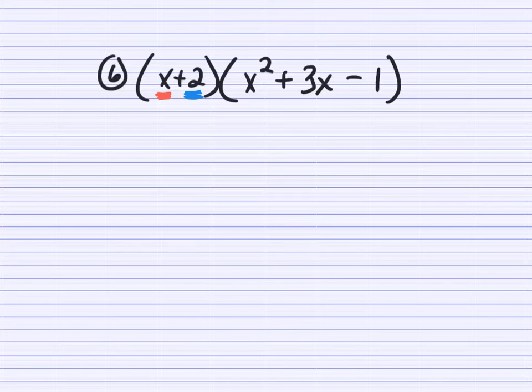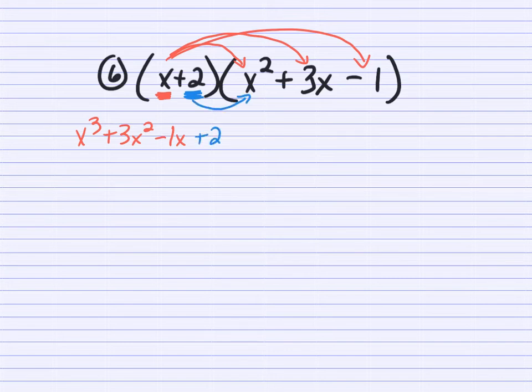So I'm going to start with the x, and it's going to go pretty fast. X times x squared is x to the third. X times 3x is positive 3x squared. And x times negative 1 is negative 1x. Then I'm going to distribute the 2. 2 times x squared is a positive 2x squared. 2 times 3x is a positive 6x. 2 times negative 1 is a negative 2.